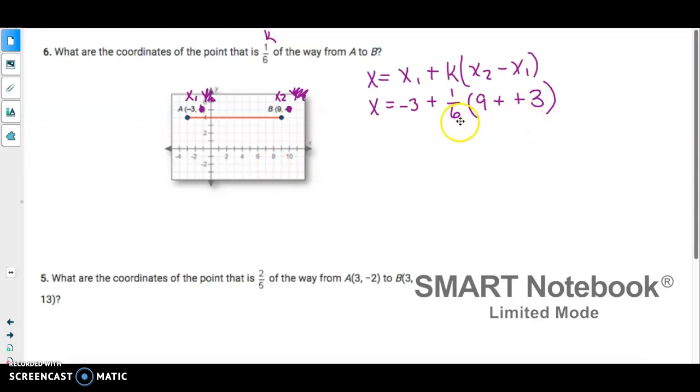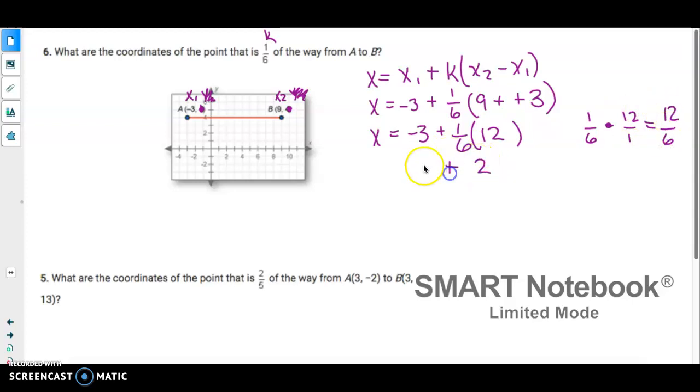Okay. So when I combine stuff here, 9 plus 3, so 1/6 times 9 plus 3 is 12. If you think about this as its own problem, 1/6 times 12, and you think about it over 1, it's going to be 12 over 6. So 12 divided by 6 reduces to 2.